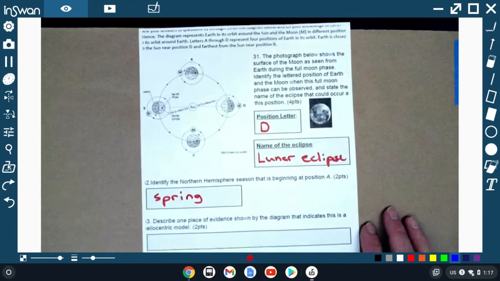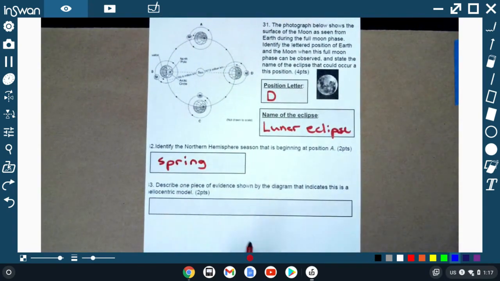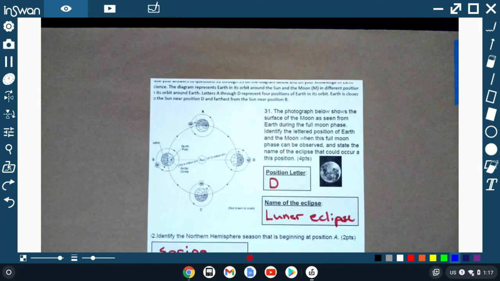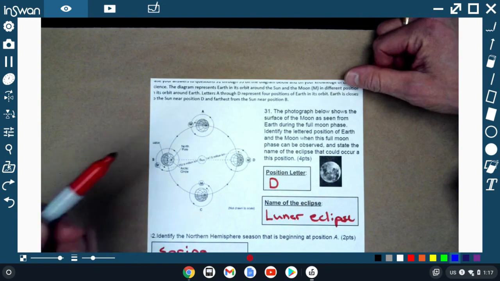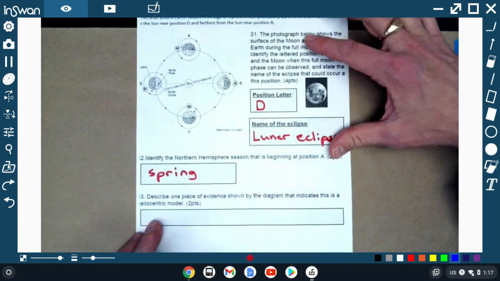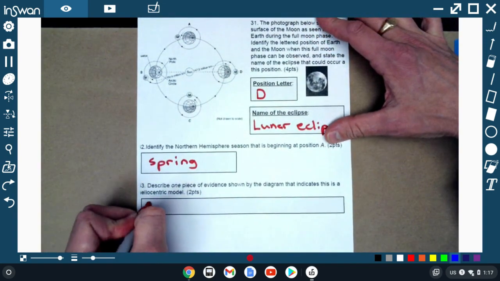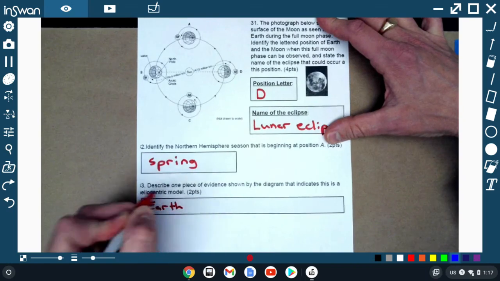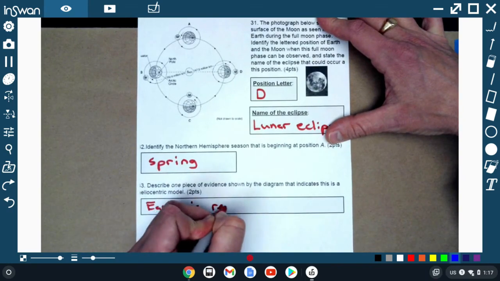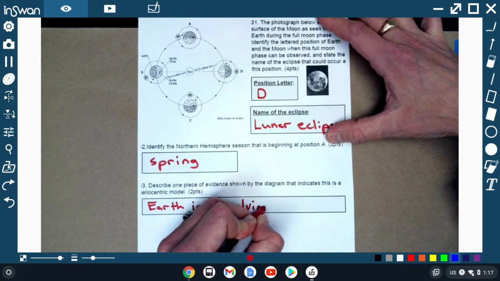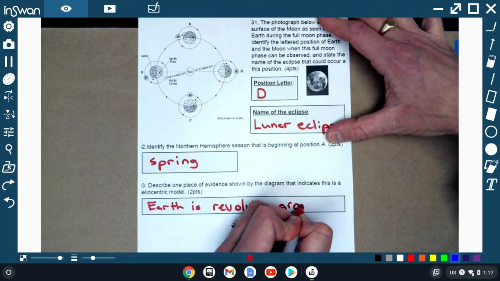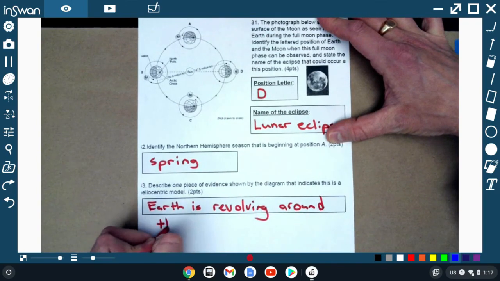And finally, question 33 for this page, it says, describe one piece of evidence shown in the diagram that indicates this is a heliocentric model. Well, a heliocentric model shows that all planets orbit around a star or the sun. And in this example, we have the sun in the middle. So we could say that Earth is revolving around the sun.